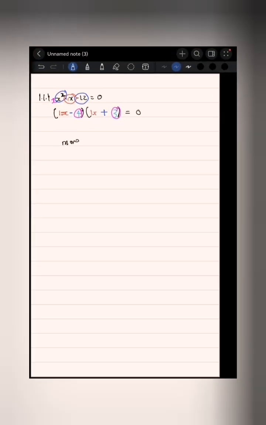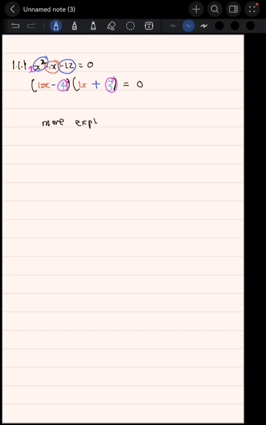To share more understanding on factorization, take note that this is not a part of solving this question. This is to make you understand more. We have just factorized x squared minus x minus 12 by rewriting this expression as a product of two brackets, which are x minus 4 and x plus 3.